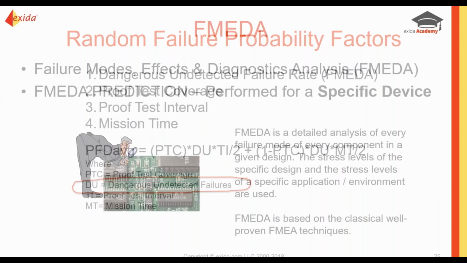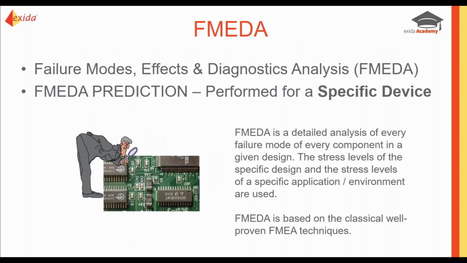And we talked about that comes from the back of the certificates, and that comes from the FMEDAs. If you've not heard of an FMEDA before, an FMEDA is a failure mode effect and diagnostic analysis. An FMEDA is a detailed analysis of a specific device, and we look at every single component in that given design, and look at every way that component can break. We'll look at the different stress levels of that specific design versus the stress levels of the application and the environment. And when you are done with an FMEDA, you are given your failure rates. Once again, that's what's on the back of the certificate. That's what goes into your PFD average calculations.